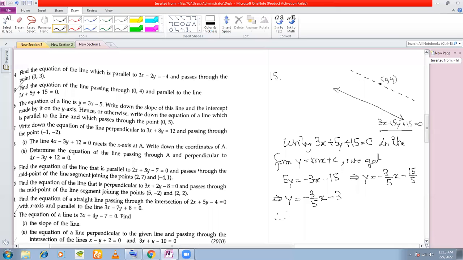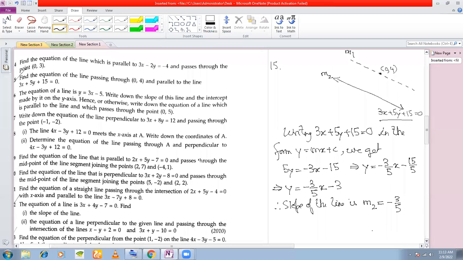So therefore slope of the line is, let's call this as m2. Because why m2? Because this is not the required line. We call the slope of the required line as m1. The slope of this line is m2. We call the slope of this line as m1. Okay. So m2 is minus 3 by 5.